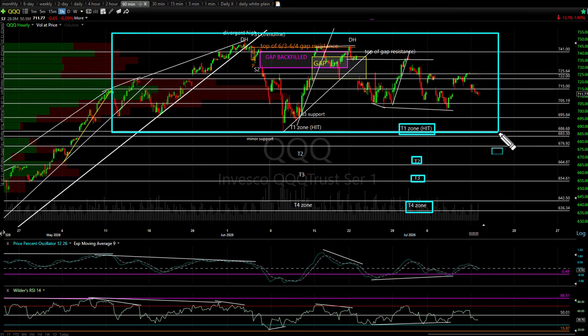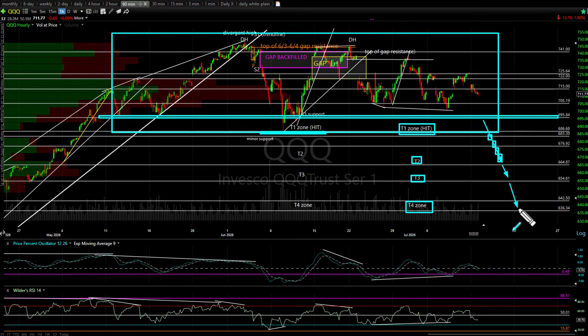But guys, keep it simple. A break of this trading range, a downside break, especially of my first target zone, I think will do the trick. This 696-ish level, let's call it 695 support, will most likely open the door for a pretty good move down to T2 and then these additional targets. That's what my belief is.